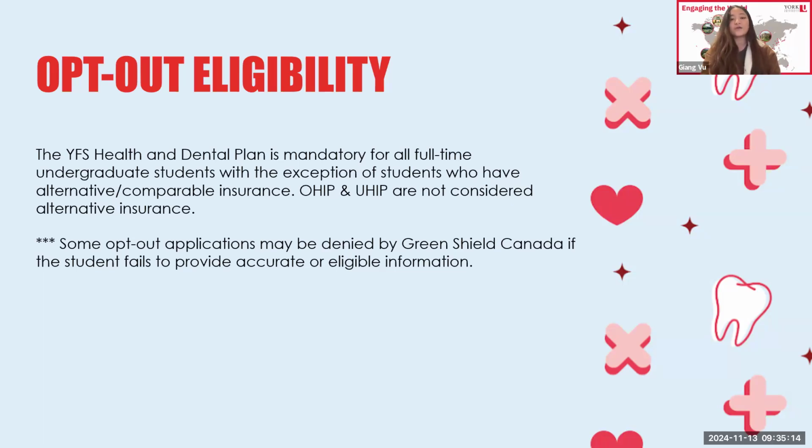And when filling out the opt-out application, students need to be careful and meticulous because you only have one chance to fill it out, and your application can be denied by Green Shield Canada if you fail to provide accurate and or eligible information. In some cases, Green Shield Canada does follow up with you for additional steps if they require more information.